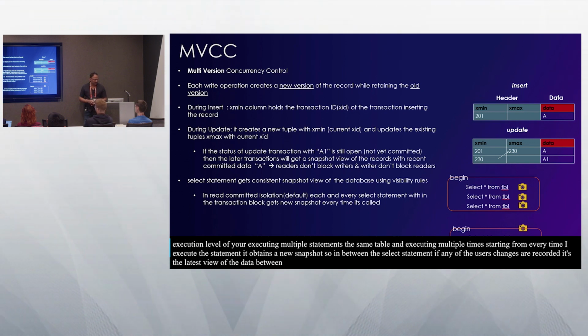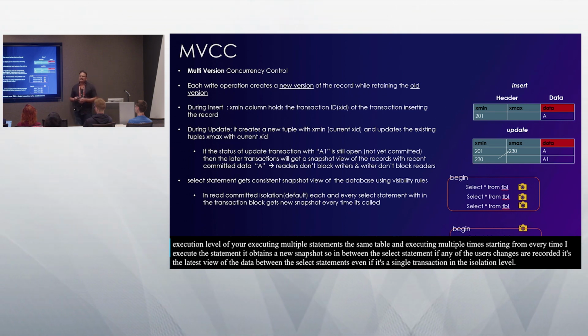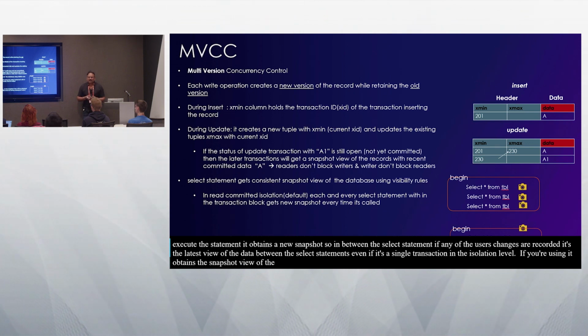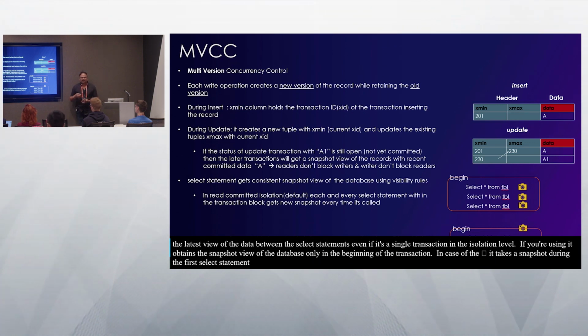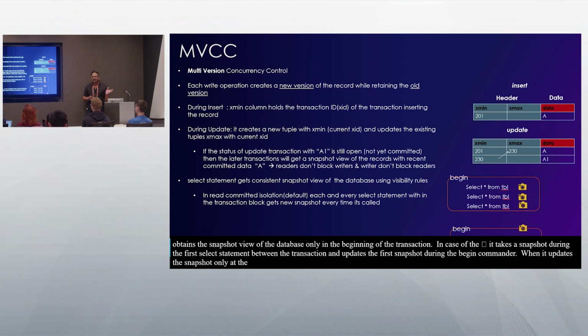But if you are using the repeatable read or serializable isolation level, it obtains the snapshot view of the database only at the beginning of the transaction. In the case of repeatable read, it obtains the snapshot during the first select statement within a transaction. In the case of the serializable isolation level, it obtains the first snapshot during the begin command. So when it obtains a snapshot only at the beginning of this block, the snapshot remains the same. Even if other users are changing the data, this data won't change.